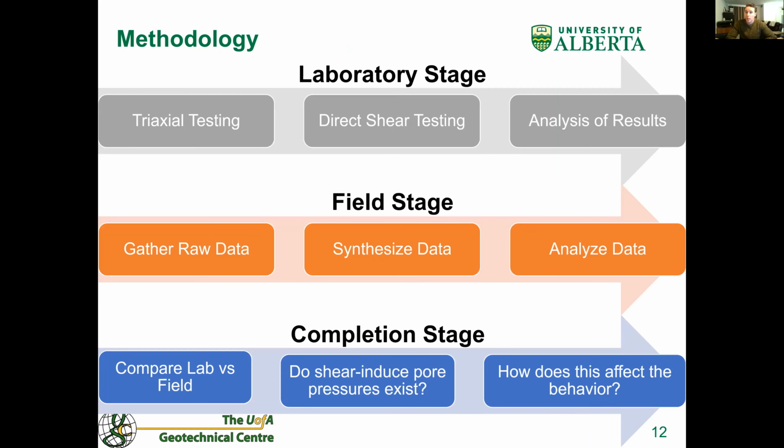The program that we've envisioned can be broken down into 3 stages with various tasks. The first stage will revolve around a laboratory testing program consisting of triaxial testing, direct shear testing, and finally an analysis of the results. The second stage revolves around gathering, synthesizing, and analyzing the existing instrumentation data collected at Mont Terri during mine-by-type experiments. The final stage will consist of comparing our findings from the field and lab program, examining if shear-induced pore pressures do in fact exist, and how this might affect the behavior of saturated overconsolidated clays or clay shales.